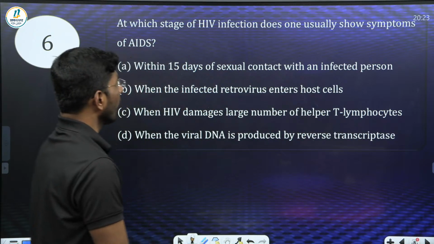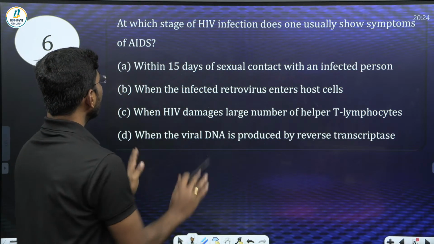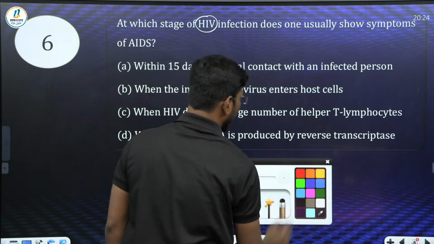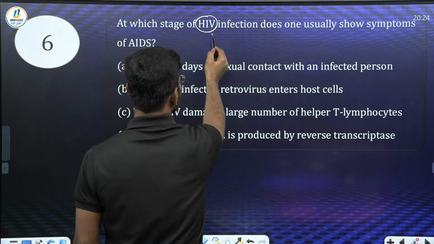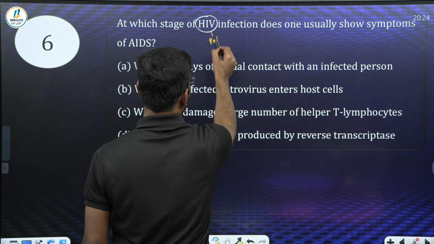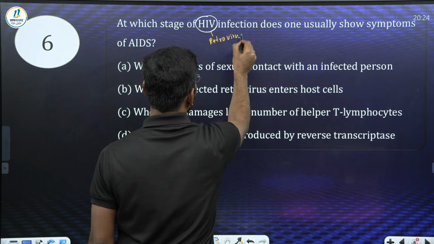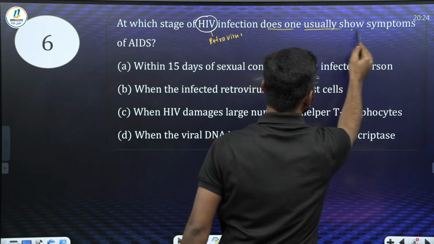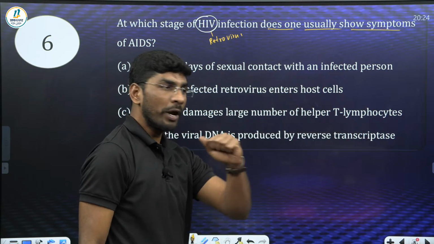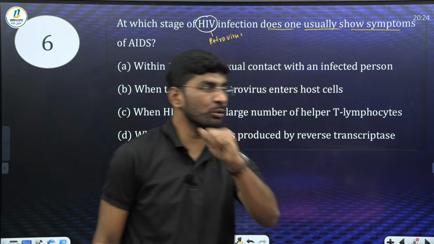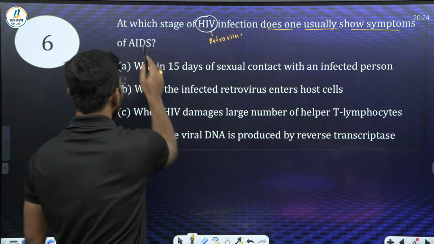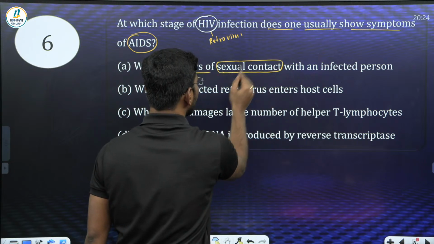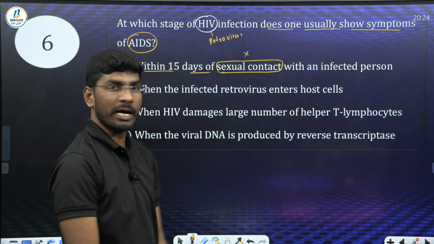Look at the next question. They're asking, at which stage of HIV, human immunodeficiency virus? HIV belongs to a virus called what? Retrovirus, right? It is a retrovirus. Any one of you tell me, when does HIV infection usually show symptoms? Within 15 days, AIDS? Within 15 days of sexual contact? No, there is no chance of that within 15 days of sexual contact.